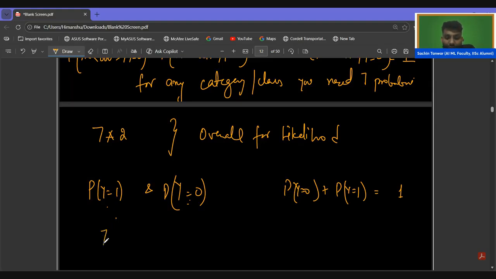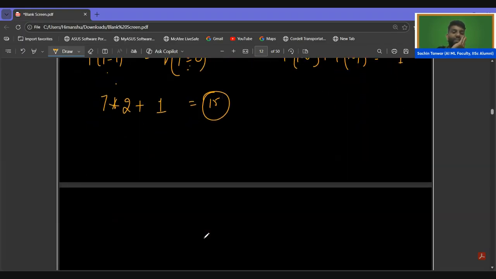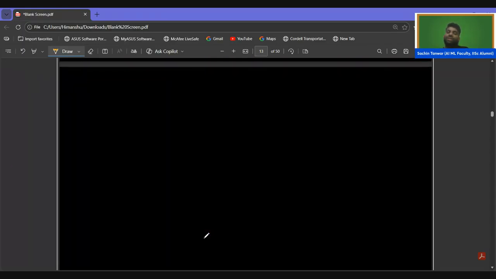So the total number of parameters would reduce to 7 into 2 for the likelihood plus one value for the prior. It would become 15 over here. I hope you can see. For the same case, from 18 to 15 we are getting, if I'm talking about the minimum number of parameters. Now on a similar line, in Naive Bayes, what would happen? We have already broken it down to x1 given y, x2 given y, and all those were binary only.